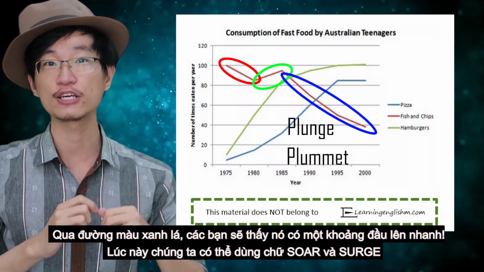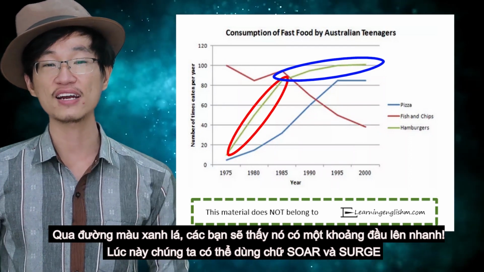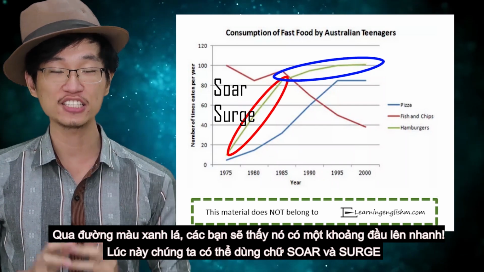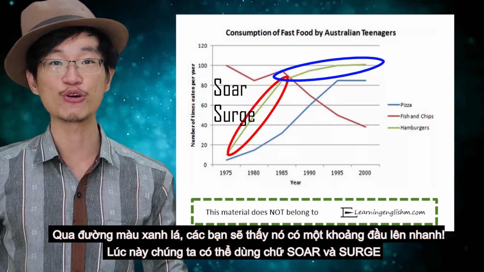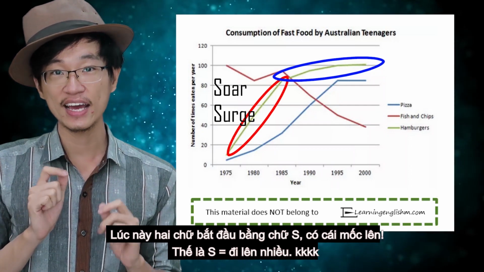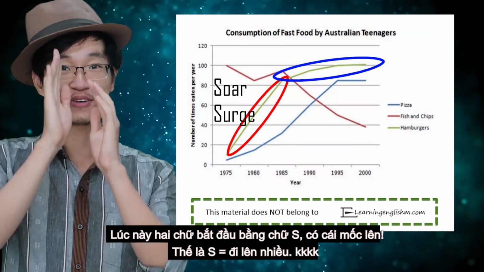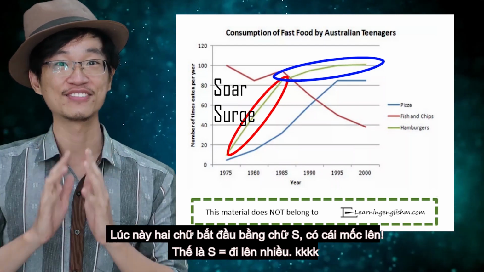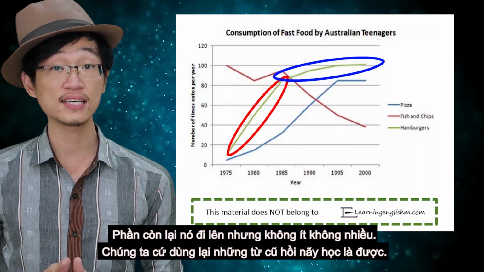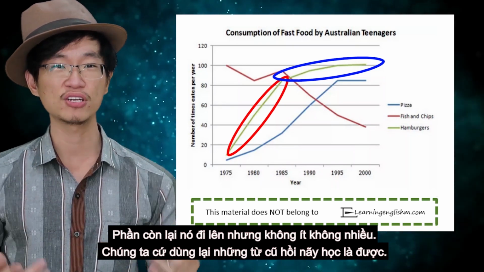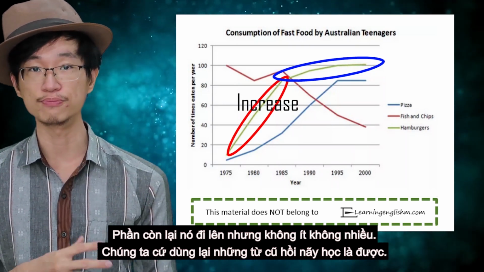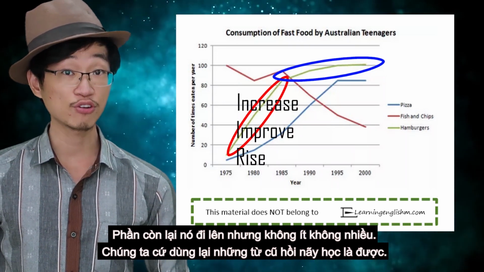Now look at the second. As you can see, we have a part that goes up very fast. For this part, I will use the word soar and the word surge. It means going up very fast. And as you can see, it begins with the letter S. S, you see, it's like a hanger, going up. Right, easy, not very difficult. For the other part, we can see that it's going up, but not very fast, not very slow. So we just use the old words: increase, improve, rise, whatever you like.